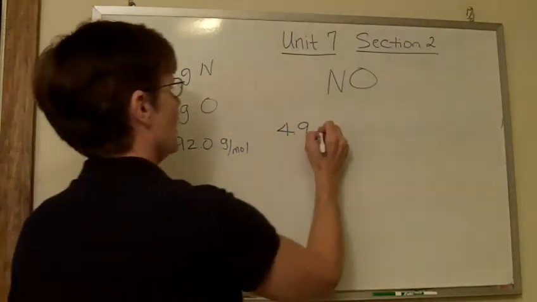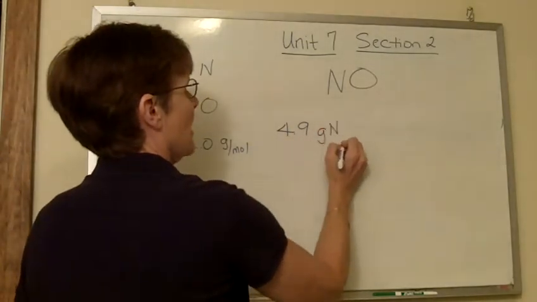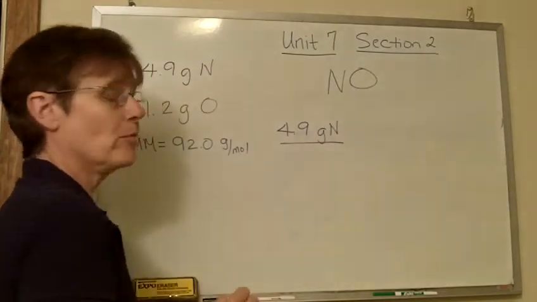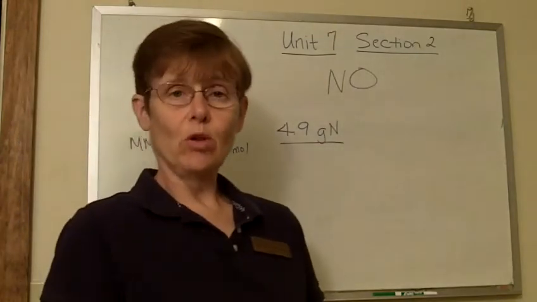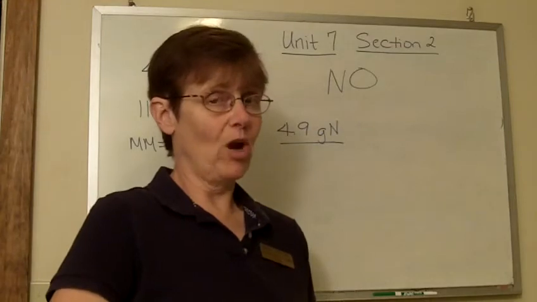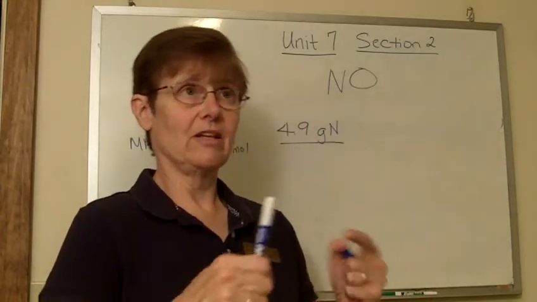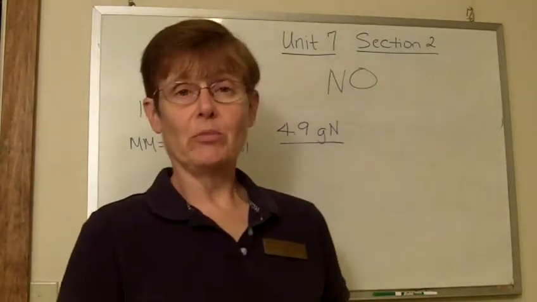So we've got 4.9 grams of nitrogen, and we divide that by the molar mass. Now you remember that the molar mass is the same number as the atomic mass. It's just in grams instead of AMUs. And we find that number on the periodic table.